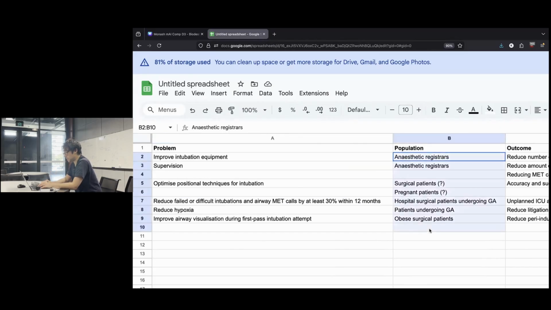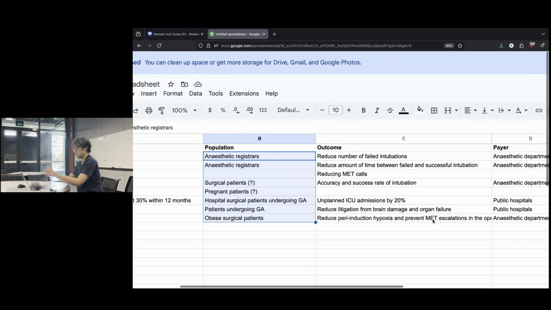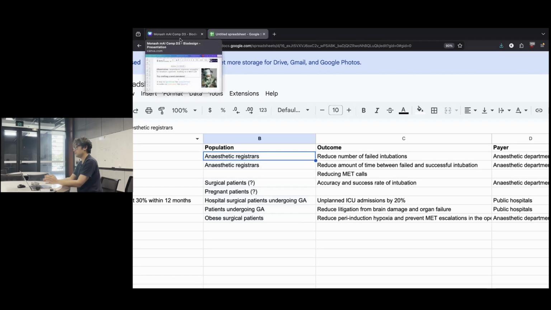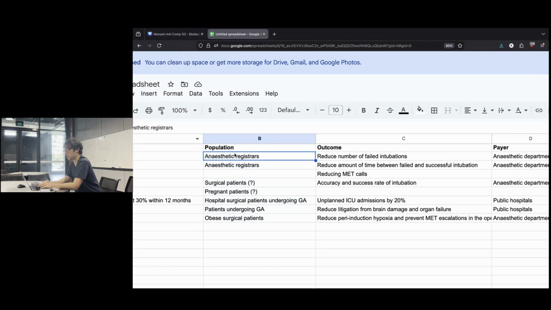Now, in terms of the population, it's interesting to see the diversity of the population we have here. Some people were thinking along the lines of the anesthetic registrar, so the population is the clinician. Keep in mind that usually we do prefer that this population is for a subset of patients, unless you're explicitly improving something just for the registrar themselves. Because if you develop a solution, it might be for other doctors too, for junior doctors, or for more senior doctors as well. So usually this population will refer to a patient population.